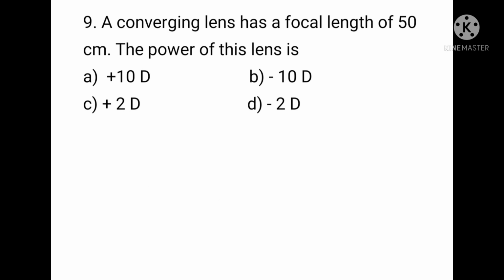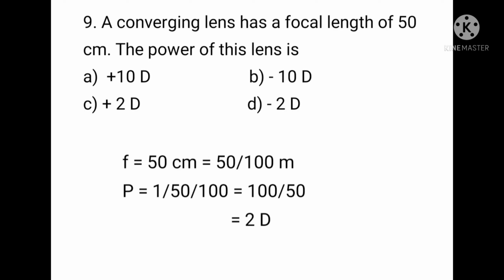Question number 9. A converging lens has a focal length of 50 cm. The power of this lens is: option A, plus 10 diopter; option B, minus 10 diopter; option C, plus 2 diopter; option D, minus 2 diopter. Here the correct answer is option C, plus 2 diopter.